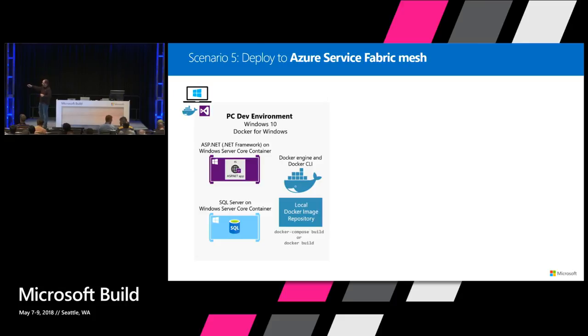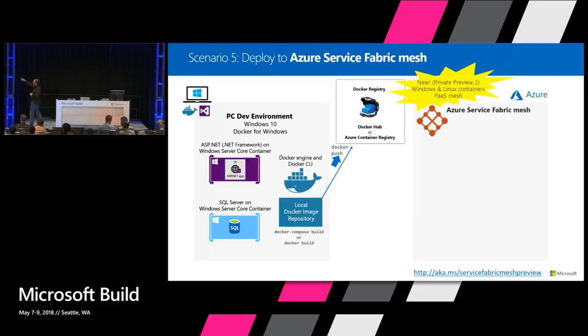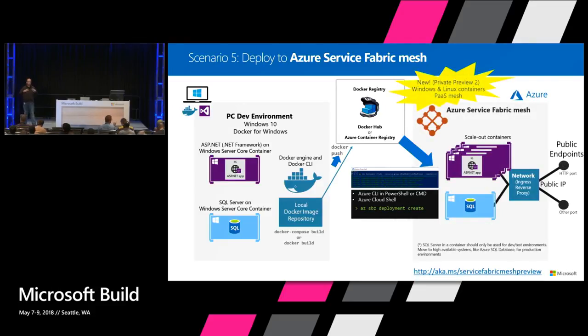In the development environment it would be the same. I put it into Docker registry. But now with Azure Service Fabric Mesh, you just deploy it like in a black box. And you can also scale out here, because this is meant to be for production. Okay? So this is new in private preview since Build, private preview 2.